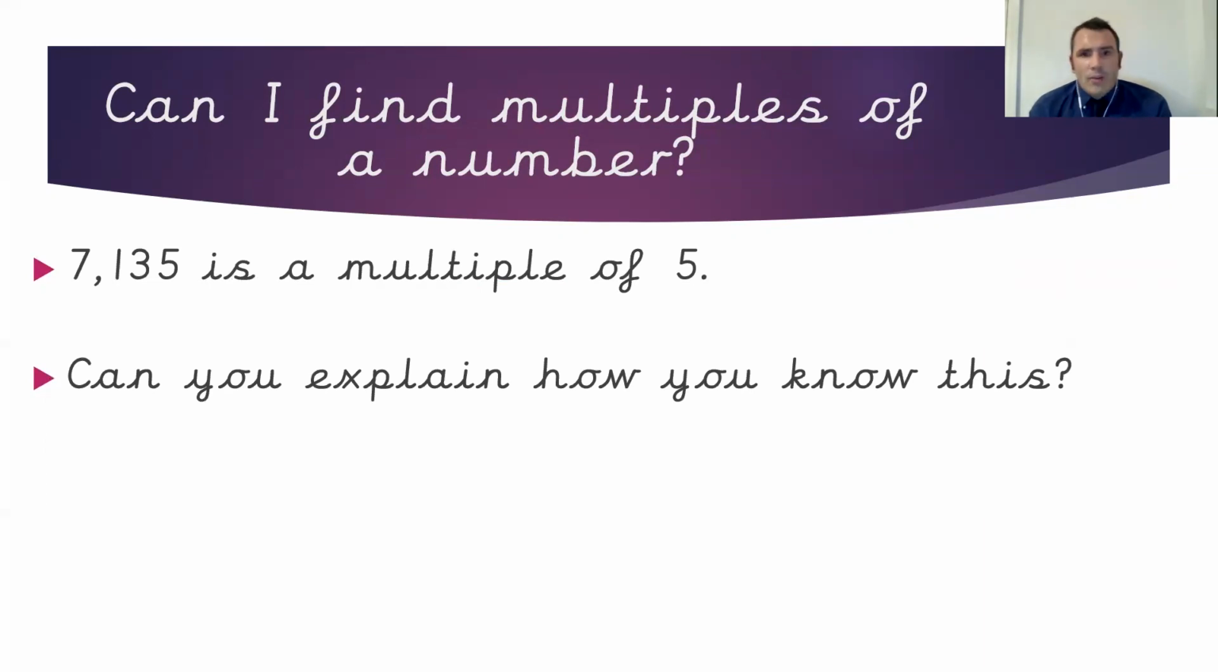We know that 7,135 is a multiple of 5 because it ends in 5. And as we have said before, all numbers that are in the multiples of 5 will end in either 5 or 0.